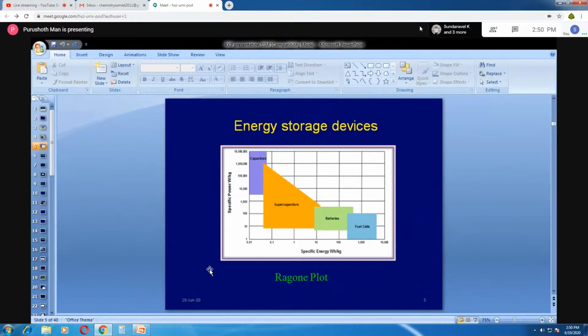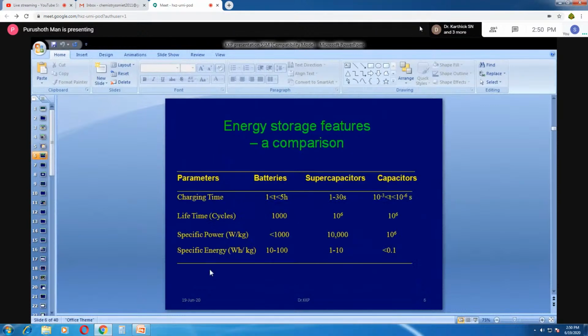So this has the properties of both the batteries as well as capacitors, and we call this one a supercapacitor. So this is a small comparison between battery, supercapacitors, and capacitors. You just see the charging time. In the case of batteries, you need to charge more than 1 hour, the time lies between 1 to 5 hours. Whereas in the case of supercapacitors, the maximum time is just 30 seconds. Whereas in capacitors, the charging time is only in the range of microseconds.